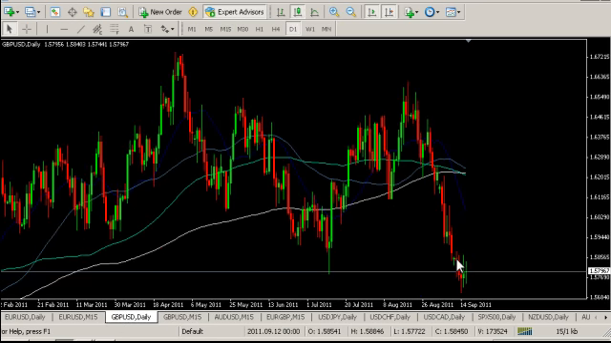cable, pound dollar. You can see after this aggressive move to the downside, all we had here was chop this week. Didn't go anywhere. No rally. And the strength in the euro possibly provided some sort of support for the pound. It's at this major swing low here.